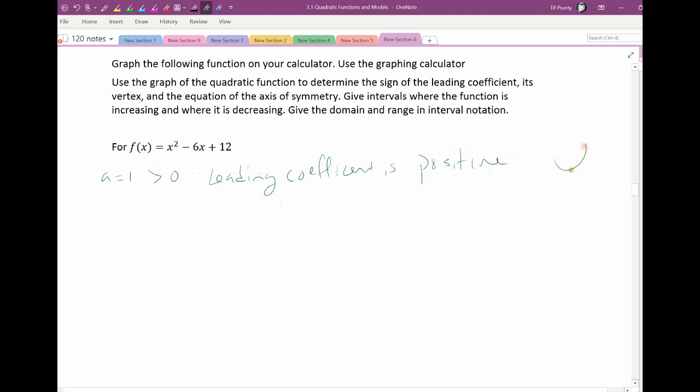Which means my graph should open up when I go to graph it. Alright, so we're going to do that because we're going to find the vertex, and we're going to use everything else based on the fact that I can find my vertex. We can do that on the calculator, because again, I know my vertex is going to be a minimum.